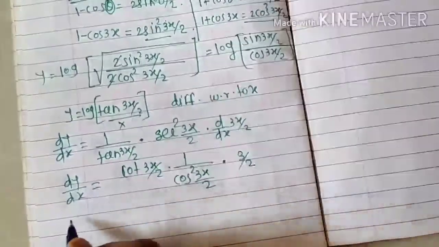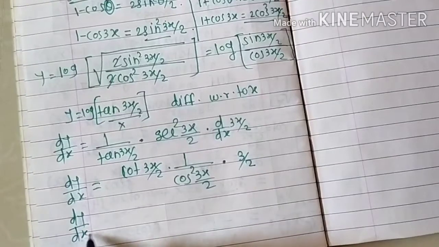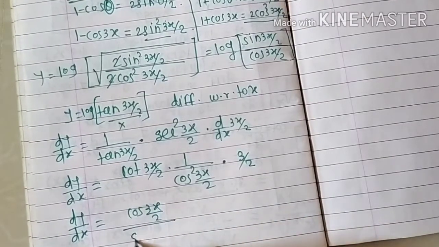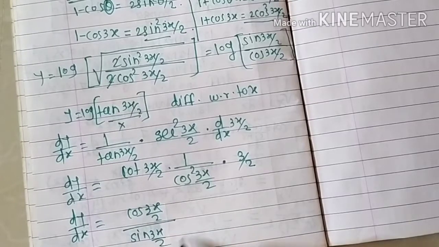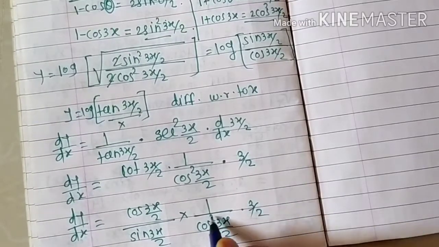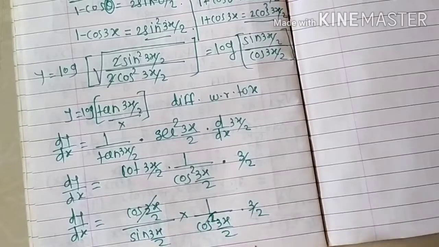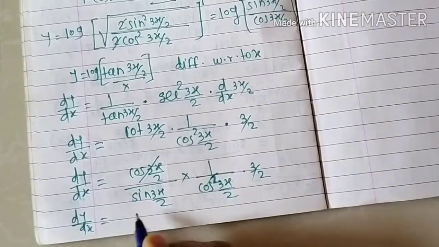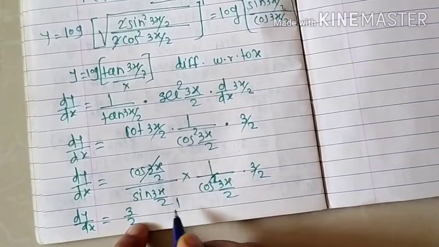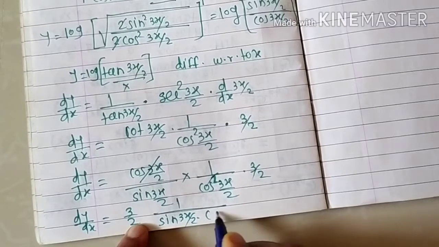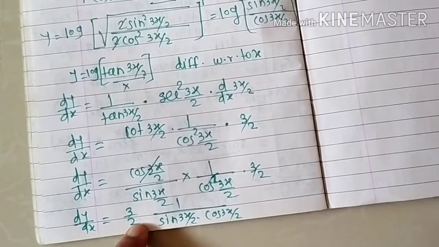Then simplify this dy by dx. Cot means cos 3x divided by 2 divided by sin 3x divided by 2, into 1 upon cos square of 3x divided by 2, into 3 by 2. Out of the cos square, one power gets cancelled. The constant term we take outside. So dy by dx is equal to 3 by 2 times 1 upon sin of 3x divided by 2 into cos of 3x divided by 2.